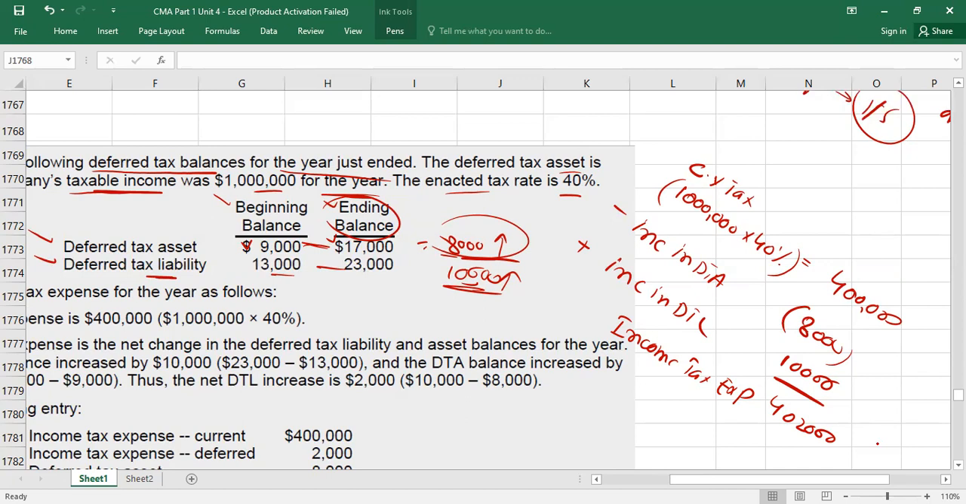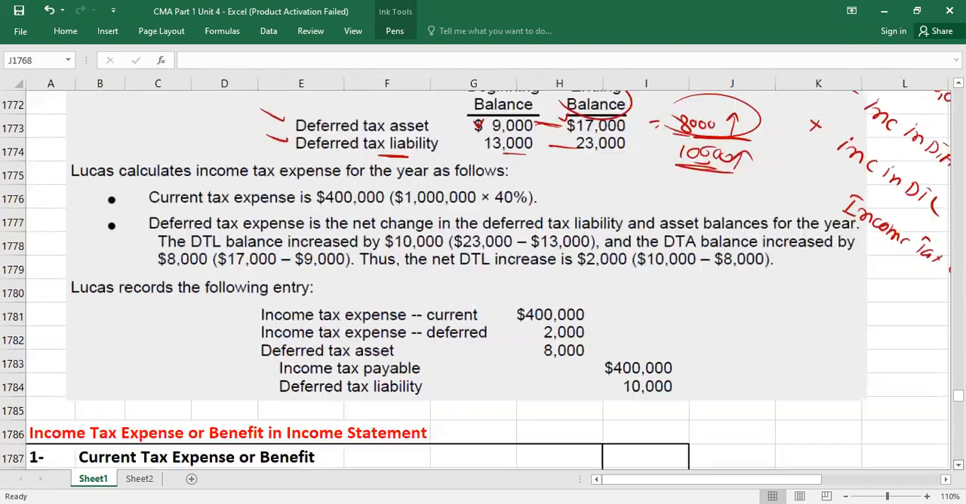Can we pass the entry now? Okay, this is the tax expense we calculated. I just want you to practice double entries also. So how will you pass the entry? First of all, look, values we know. Current year tax is 400,000, right? So what was the entry for current year tax? We always debit income tax expense by 400,000 and credit income tax payable by 400,000.